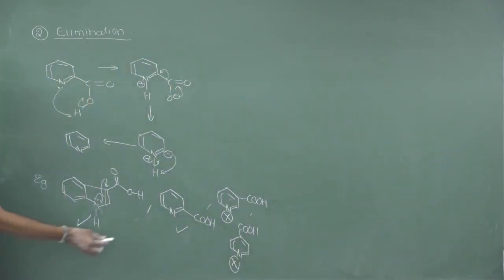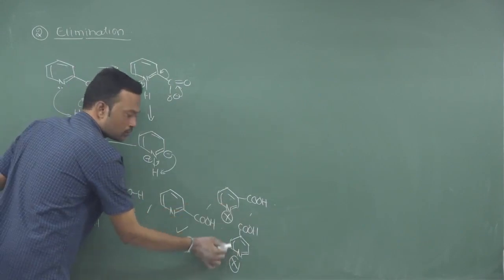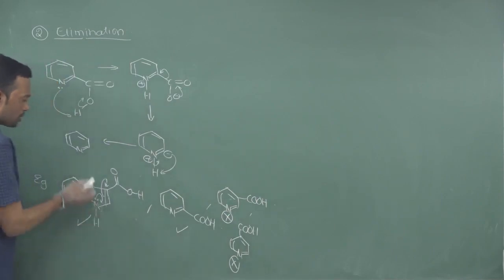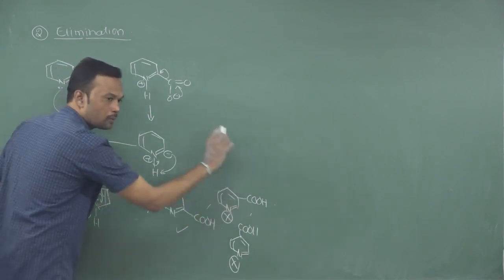So here you write a wrong symbol, which indicates that there is no elimination. Why? Because it is not easy to generate a carbanion by using this base. Now the base is helping to generate a carbanion. Here this is also helping to generate a carbanion, but there is no help from this one, no carbanion.